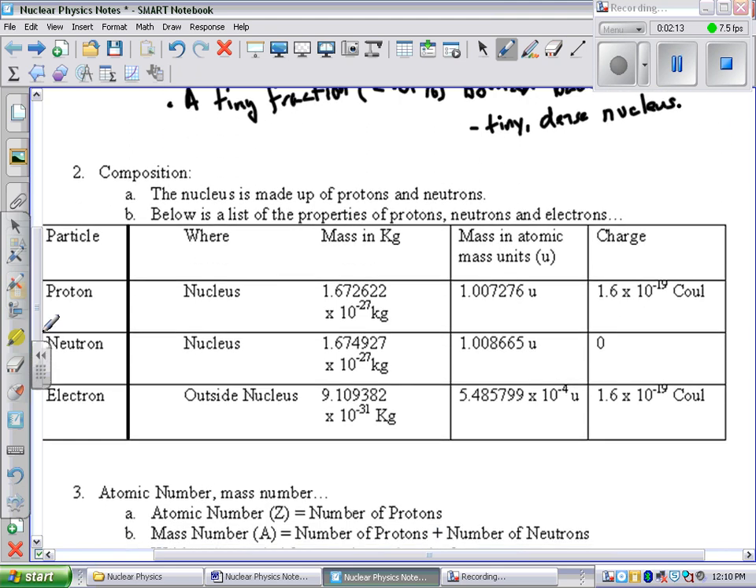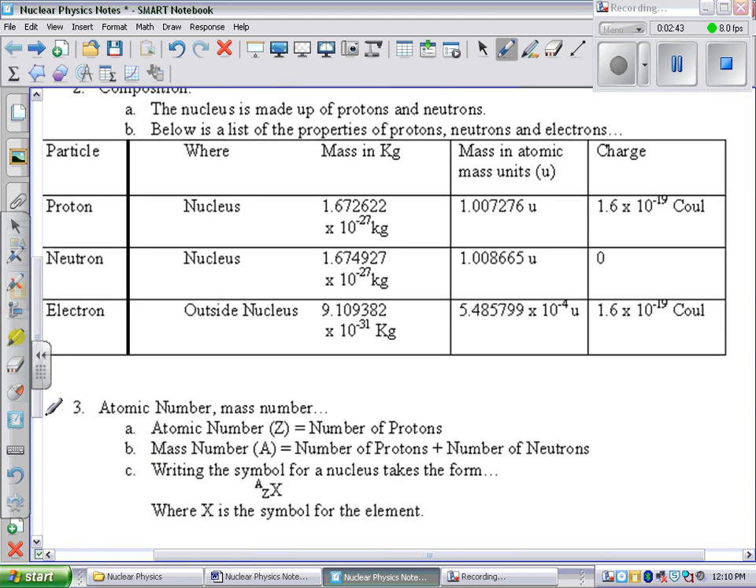Now the composition of it, the nucleus is made up of protons and neutrons. There's some data here that you might want to use at some point. In the nucleus, we have the proton and the neutron. Their masses are very, very close to each other. We found that out in our static electricity unit. The neutron is actually slightly heavier than the proton. And then outside the nucleus are the electrons, and their mass is much, much less.